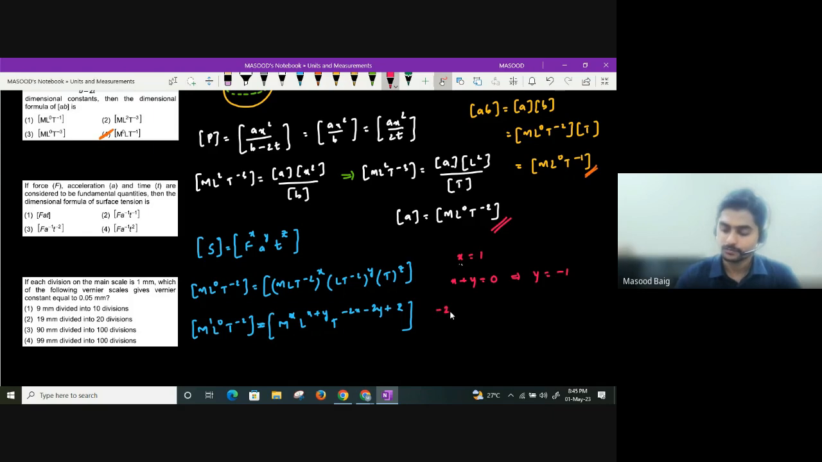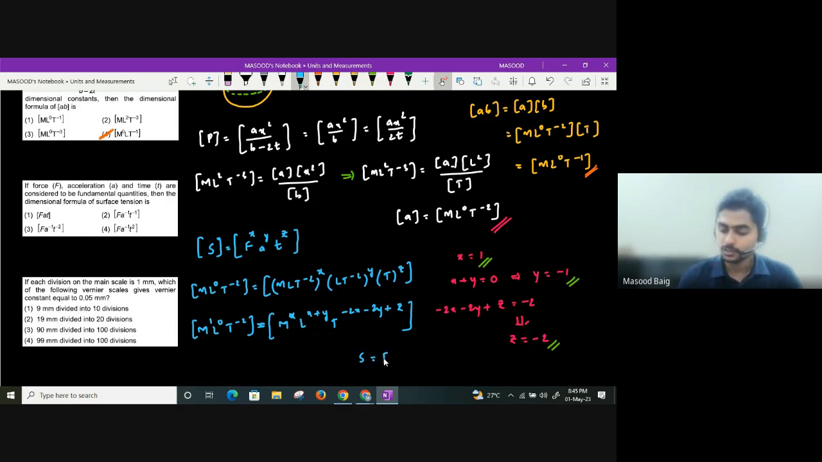Then the power of time is minus 2x minus 2y plus z. Power of time on the left hand side is minus 2. From this what are we going to get? This will be minus 2, this will become plus 2. So the z value again I'll get as minus 2 only, guys. So I got the values: x value we got 1, y value we got minus 1, z value we got minus 2. So finally, how can I represent surface tension?